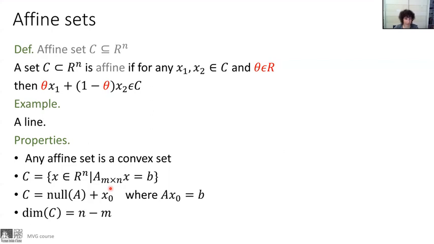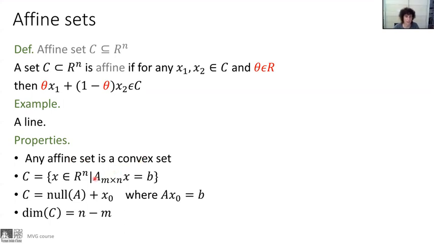We discussed also the affine set. In the affine set, I don't have a restriction on theta. Theta can be any number in R. If I have an affine set, any two elements with this affine combination are going to be in the set. So if the example before was a line segment, now the example is the entire line. And in the lecture that I gave before, we have shown that any affine set is a convex set. The other direction is not true.